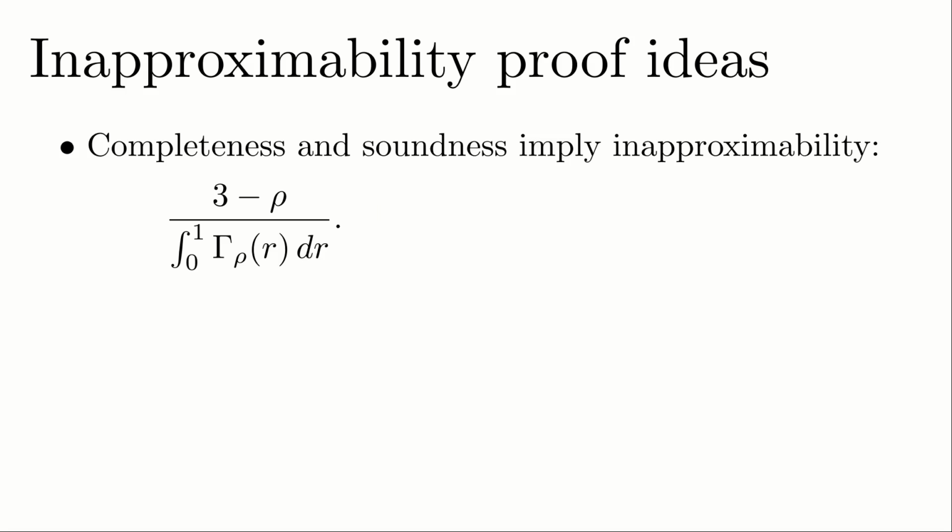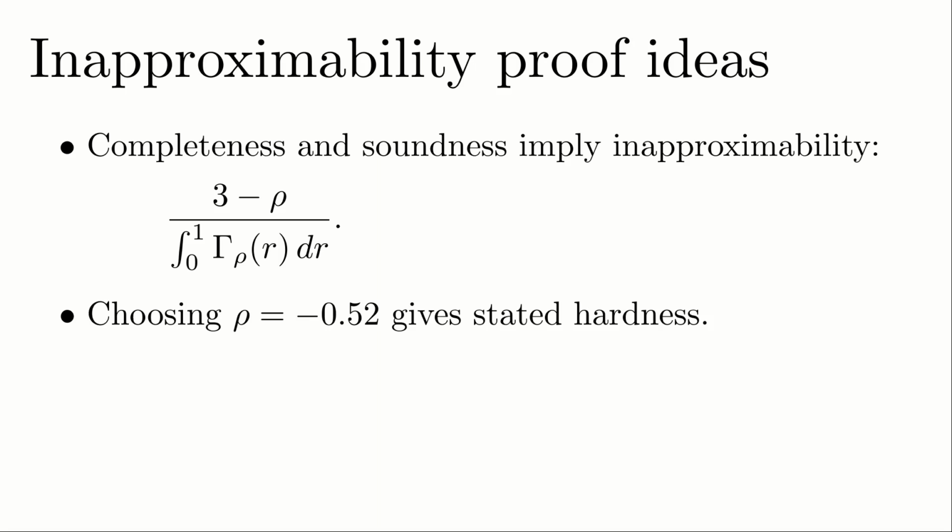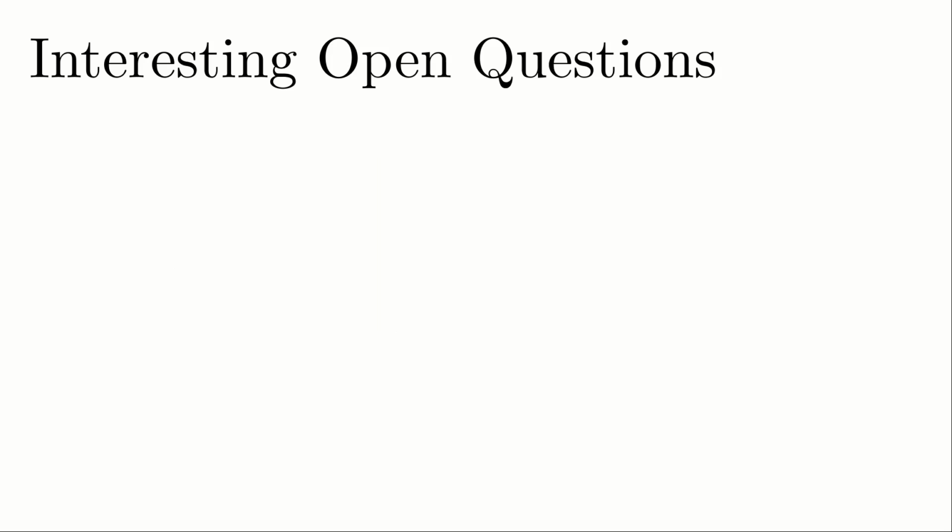So then putting things together, we actually have that the completeness and soundness imply inapproximability of 3 minus rho divided by the integral from 0 to 1 of gamma rho of r dr. Now choosing rho to be minus 0.52 will give us the hardness stated in the beginning of this talk. And I would actually like to conclude with certain open questions.